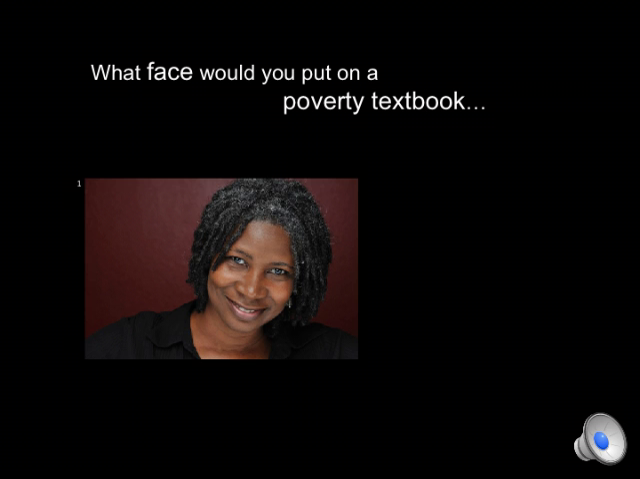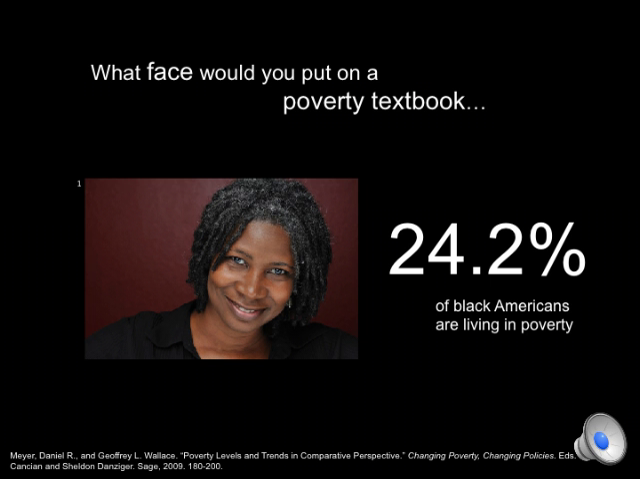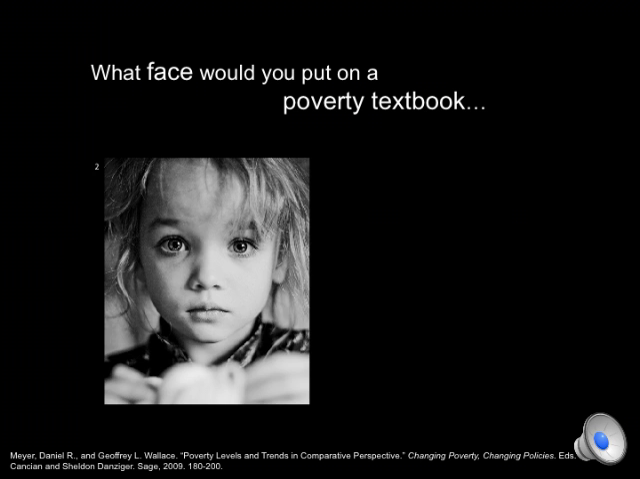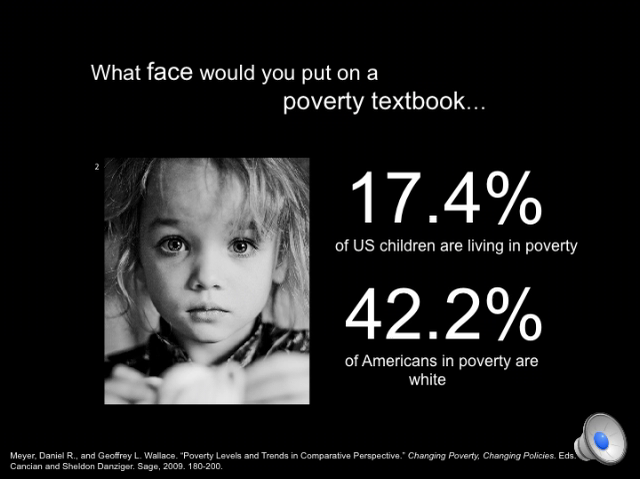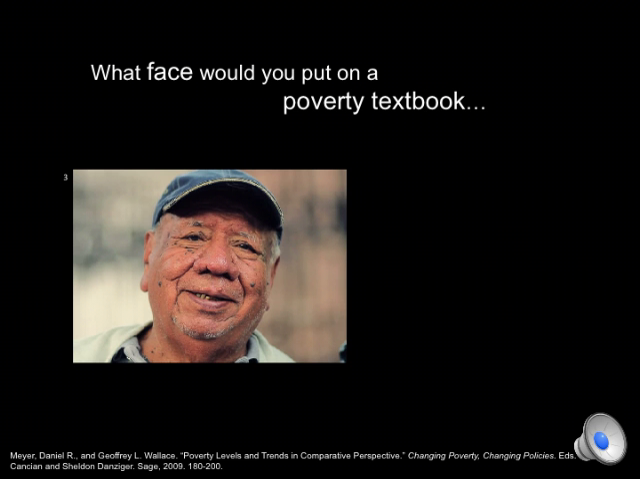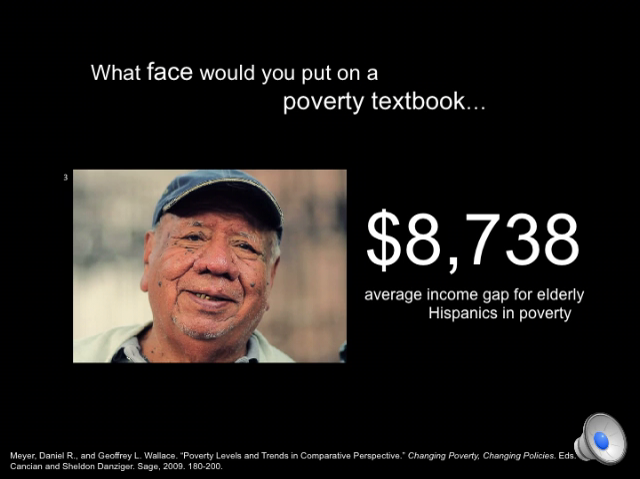Would it be a middle-aged black woman? Because 24.2% of all black people in the U.S. are in poverty, according to Daniel Meyer and Jeffrey Wallace in their book Changing Poverty, Changing Policies? Or would you choose a white child? Because 17.4% of children in the U.S. are impoverished, and 42.2% of those in poverty in the U.S. are white? An elderly Hispanic man, perhaps? Because the average income gap for Hispanics in poverty is almost $9,000.